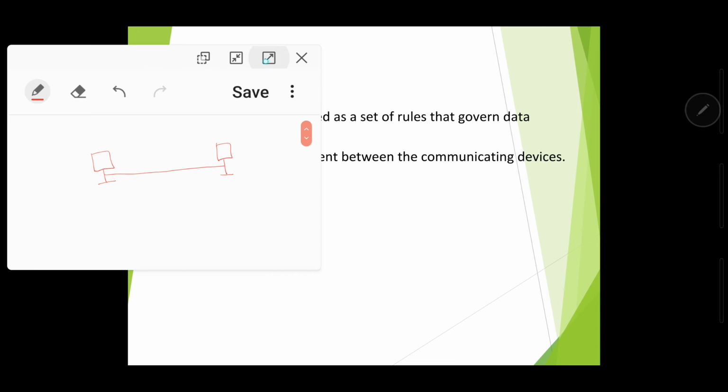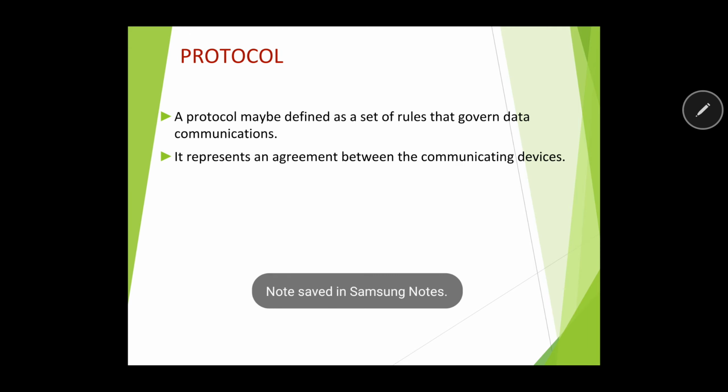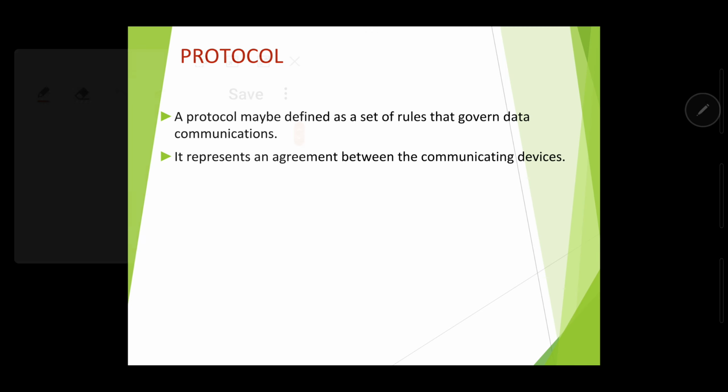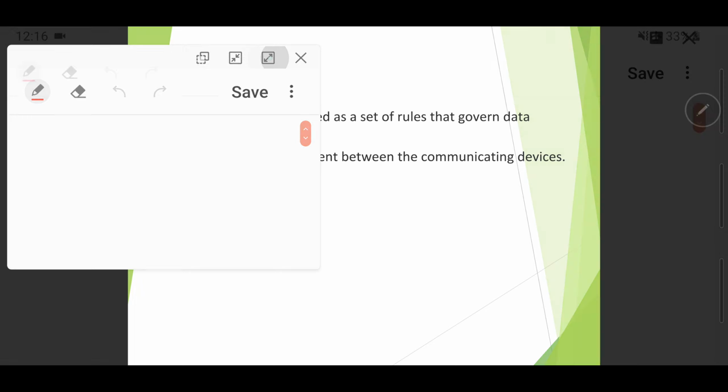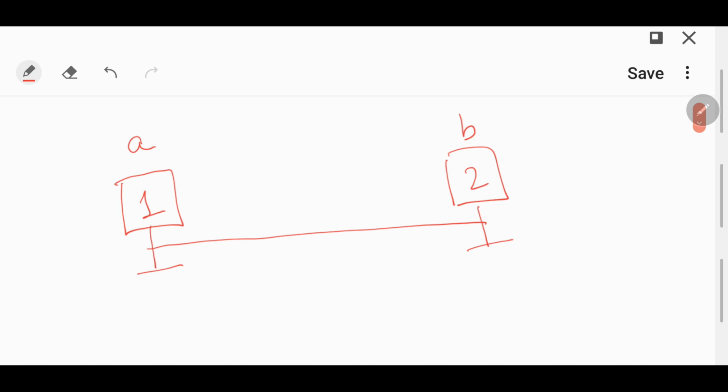For example, let us consider we have two nodes. Let's say this is one node and this is another node. These two nodes will be communicating with each other. Let's say this is computer 1, this is computer 2. Let's say this computer says that I'll be communicating with rule A, and the second computer says that no, I will not be communicating with rule A, rather I'll be communicating with rule B. Then the communication cannot happen.